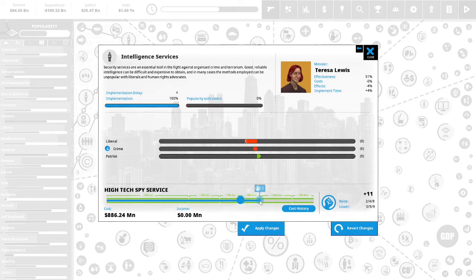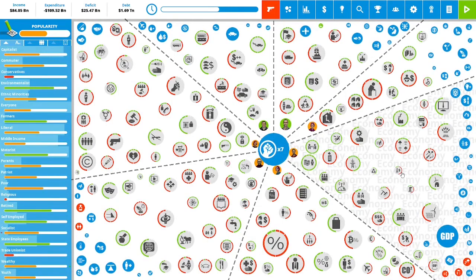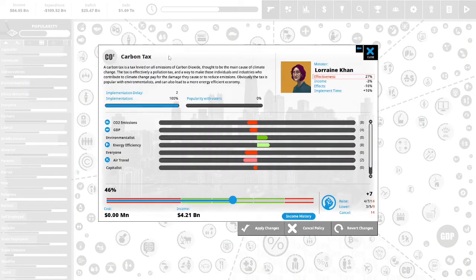We now have high-tech spy service. We can use political capital and go to a spy satellite network. Let us apply the changes. We have 7 political capital to spend. Our country needs to raise some money. We are also dealing with pollution.